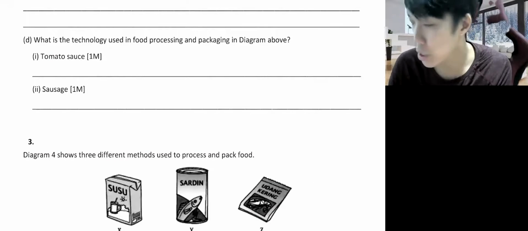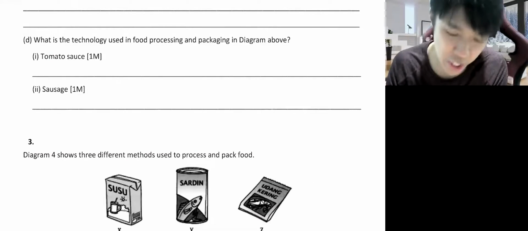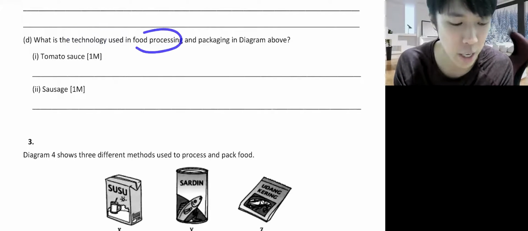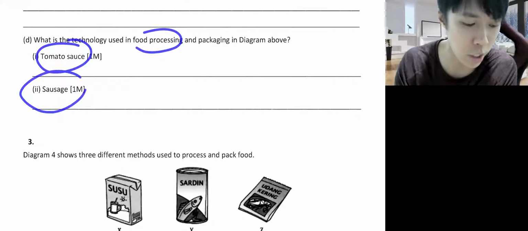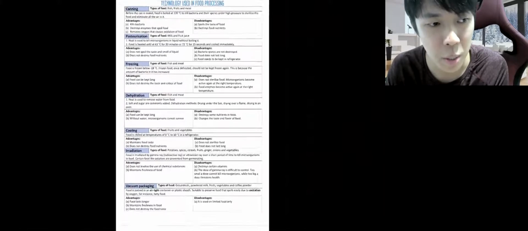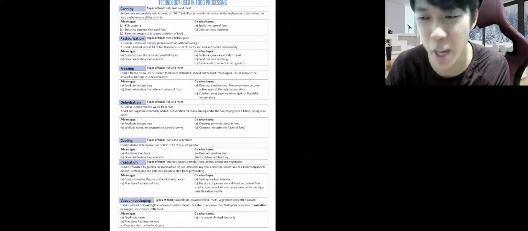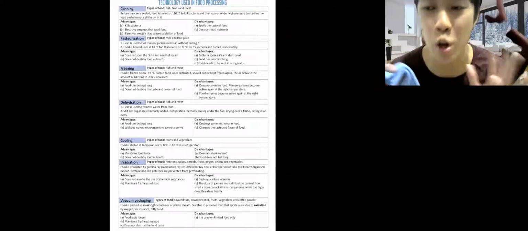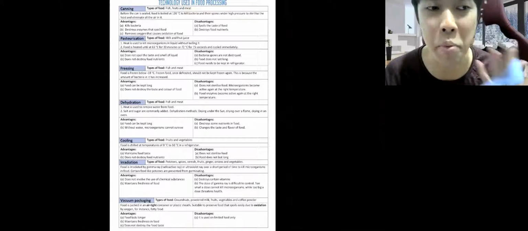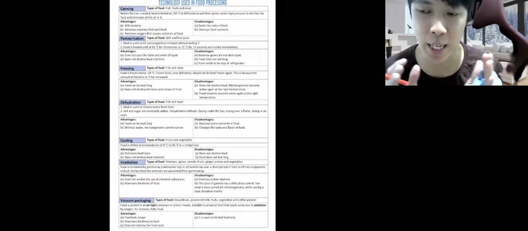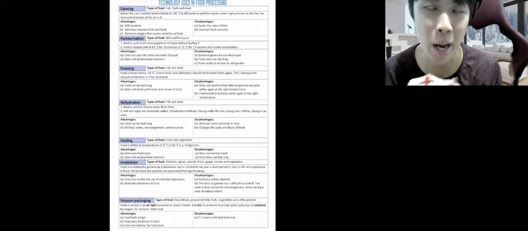State the technology used in food processing and packaging in the diagram above. Like, what is the technology to process tomato sauce and sausages? I mean, this page. Process, not to keep. A lot of people say, oh, freezer. I know food is basically stored in the freezer and refrigerator, but I'm not talking about storage, I'm talking about how they are processed in the factory. Imagine an exam, there's no reference.